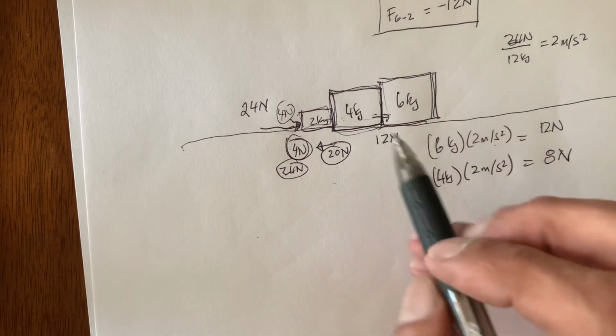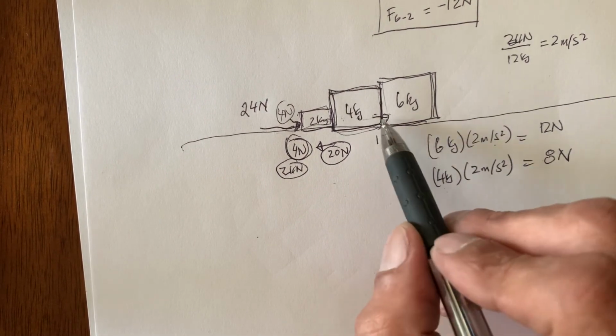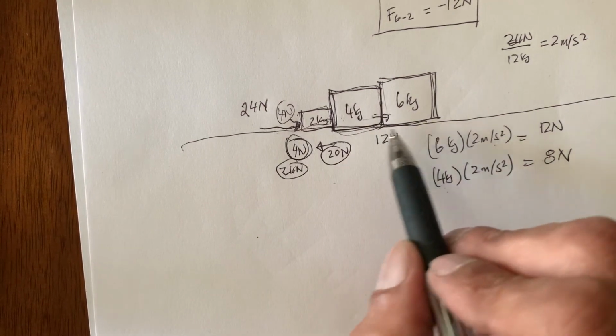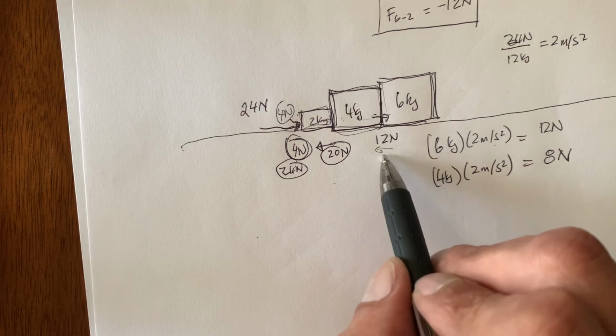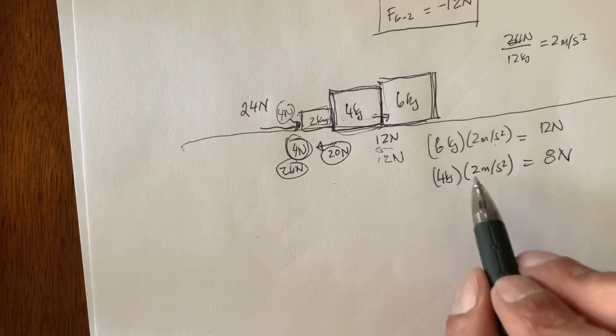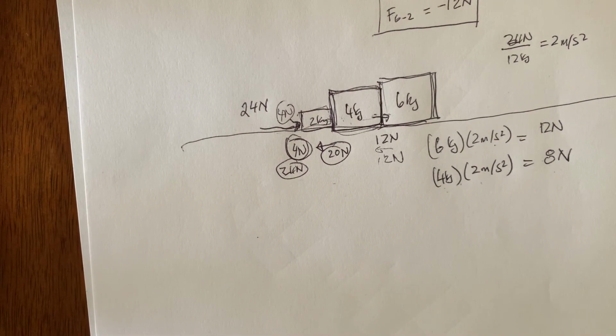Same goes for this guy. You might say, okay, I find this at 12 newtons, but he's getting 24 newtons from there. Where is it all going? Well, he's applying 12 newtons back to this guy as well. And the net force on him must be 4 kg times 2 meters per second squared, which is 8 newtons.